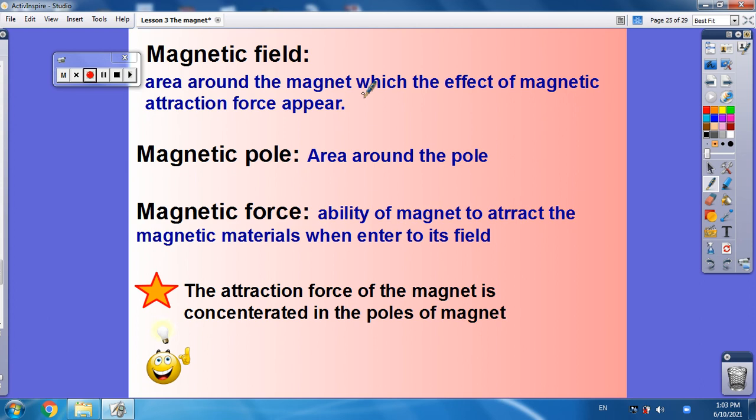The magnetic force is the ability of the magnet to attract any magnetic material when it enters its magnetic field. It must enter the magnetic field. Outside the magnetic field, there is no attraction force or magnetic force or magnetism.